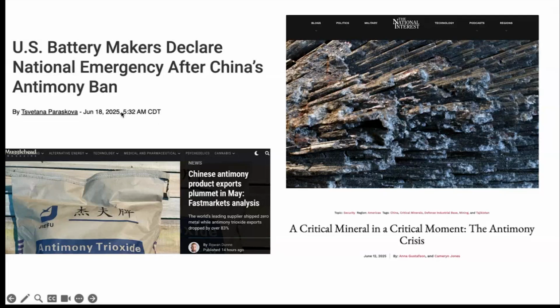This was in June: U.S. battery makers declare national emergency after China's antimony ban. And here's an example of, what's going on? Did they ship so little because they're running out, or because they're trying to make a political statement? This is where they may say one thing and it's the other thing. So people have to know something about that. Here's another article, in a journal called The National Interest, on antimony.